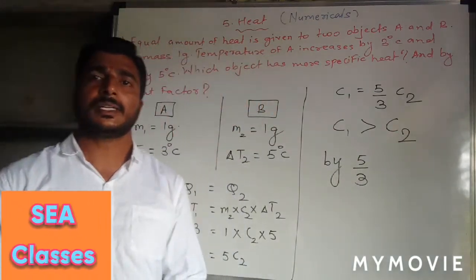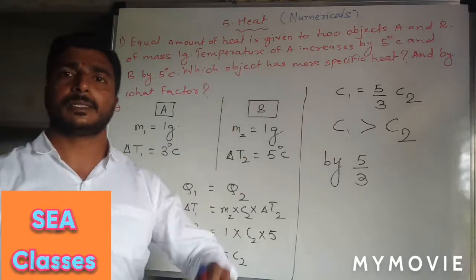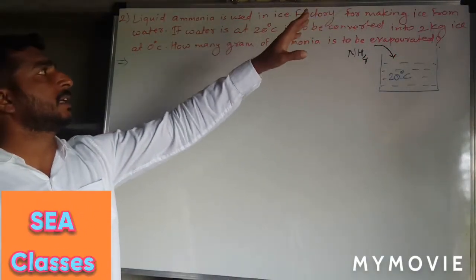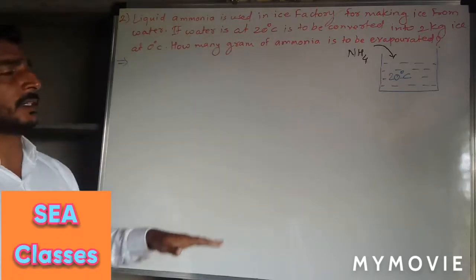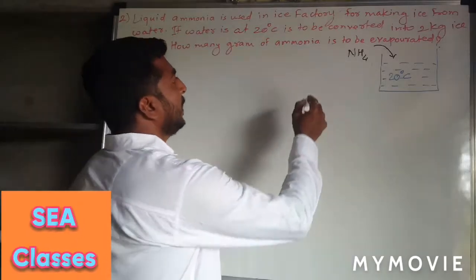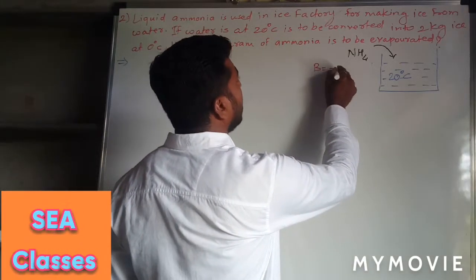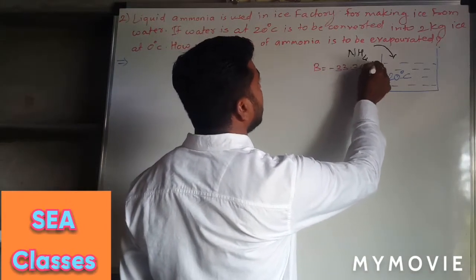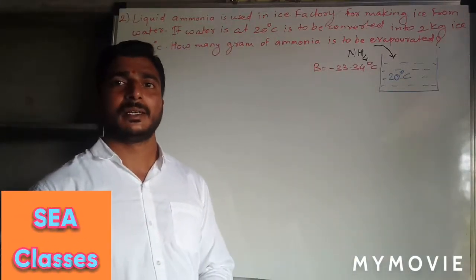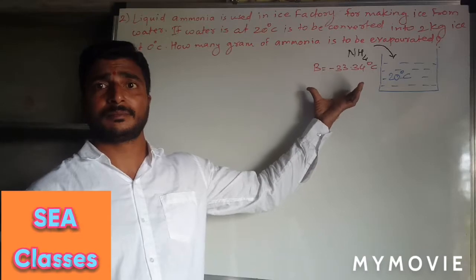So in this way you can calculate the first example. Now second example: liquid ammonia is used in an ice factory for making ice from water. Liquid ammonia is a freezing mixture, having a boiling point of minus 33.34 degrees Celsius. Means you can see what the temperature of liquid ammonia is. It is in the frozen form.